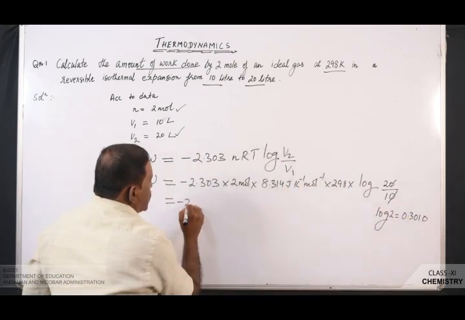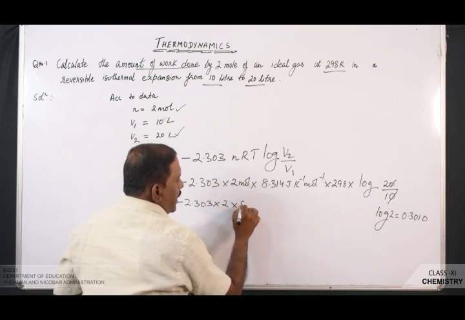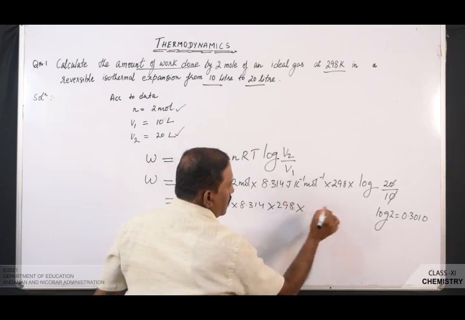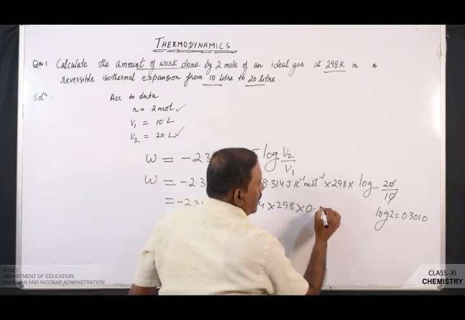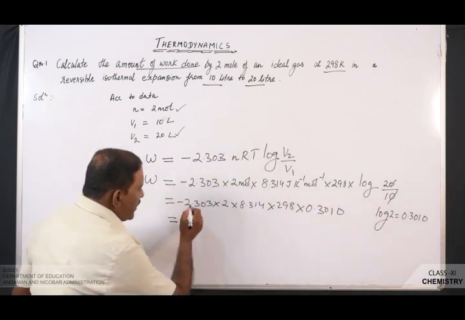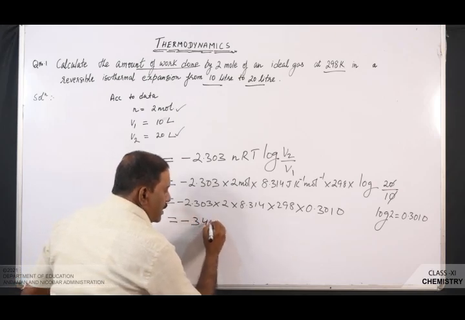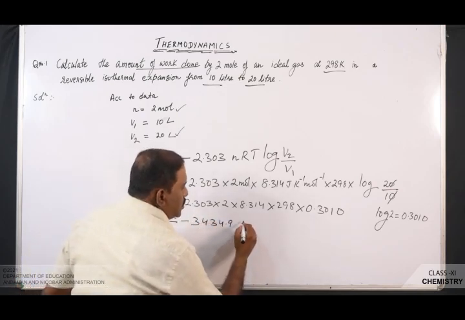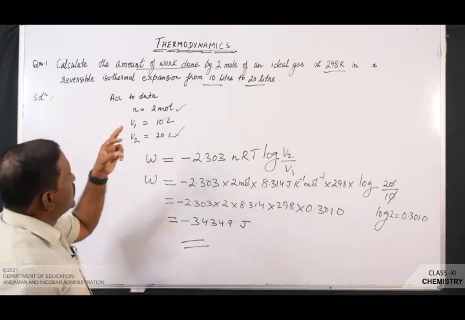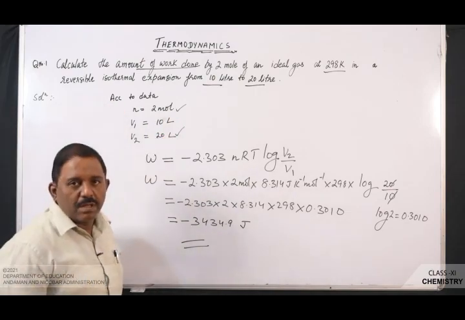So, minus 2.303 into 2 into 8.314 into 298 into 0.3010. When we calculate, we will get the answer as 3434.9 joule. So, this is the work done by 2 moles of ideal gas in a reversible isothermal expansion. Okay, students.